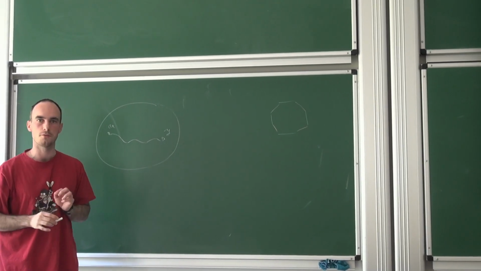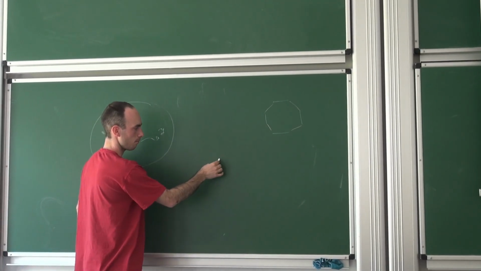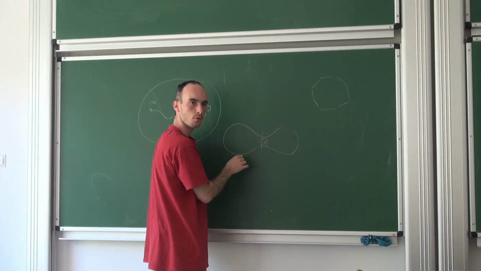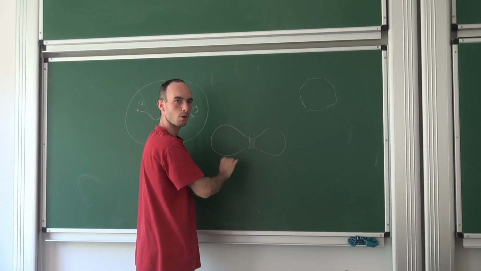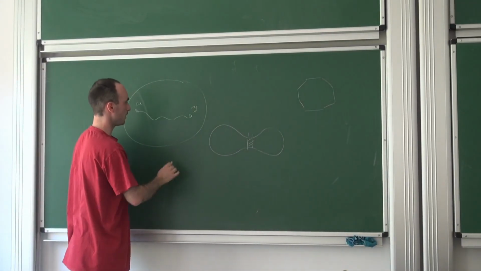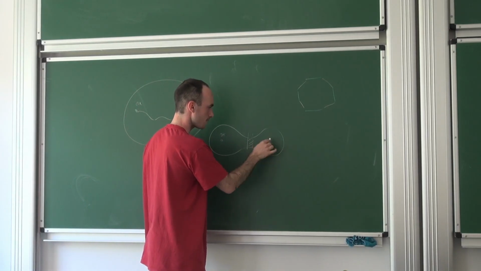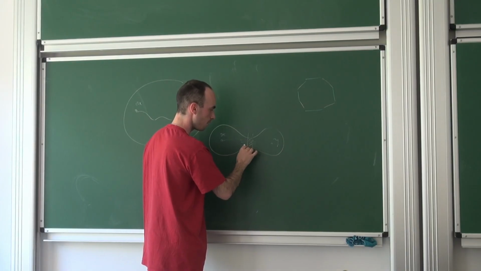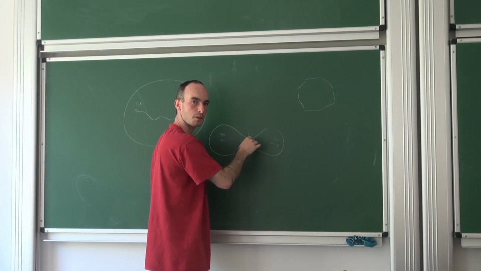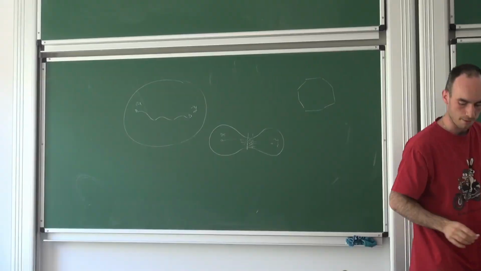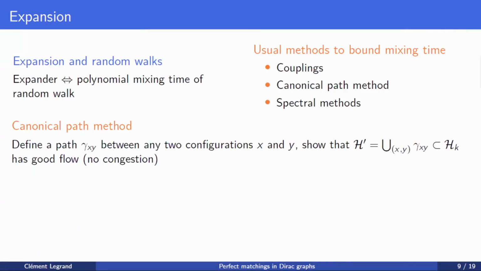And what I told you before is that my graph was not an expander if I had a way of cutting it with few edges with the 2 sides that were big. Okay, so typically, if this happens, whenever I would take x and y on different sides, I will have lots of canonical paths that are going through this middle thing. And that's the thing I'm trying to avoid. Okay, so the canonical path method consists in defining those paths and showing that it doesn't have any congestion.